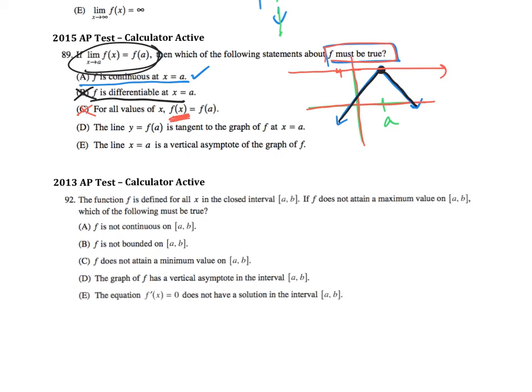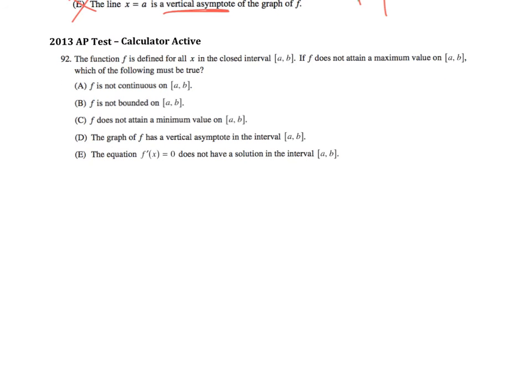The line y equals f of a is tangent to the graph of f of x. Again, if I have this cusp or corner, I can't even have a tangent line there. So I disagree with D. The line x equals a is a vertical asymptote. Oh no, if my limit exists, I'm not going to have a vertical asymptote there, because then my limits would be negative infinity or infinity, not an actual value. Answer is A.